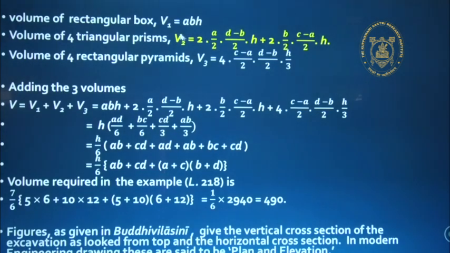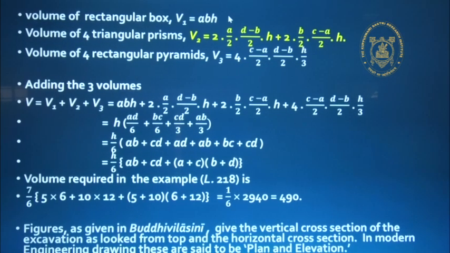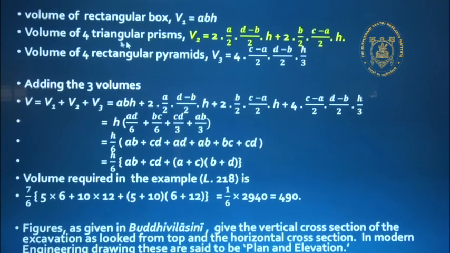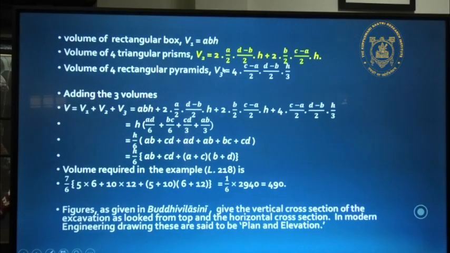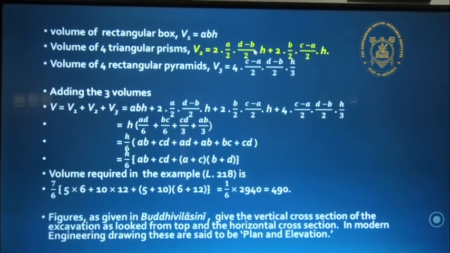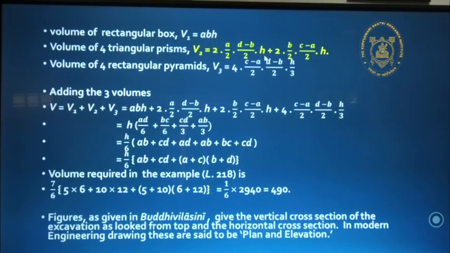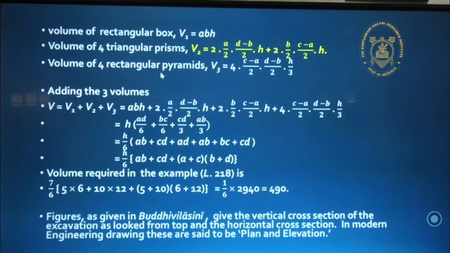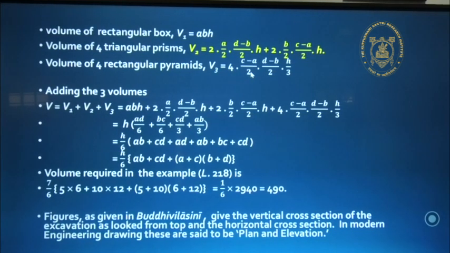So here, the volume of the rectangular box is ABH, and the volume of the four triangular prisms is given as A by 2 into B minus B by 2 into H. There are two of them. Similarly, the volume of each rectangular pyramid is C minus A by 2, D minus B by 2 into H by 3. Adding all that and simplifying, we arrive at the given formula, that is AB plus CD plus A plus C into B plus D into H by 6.